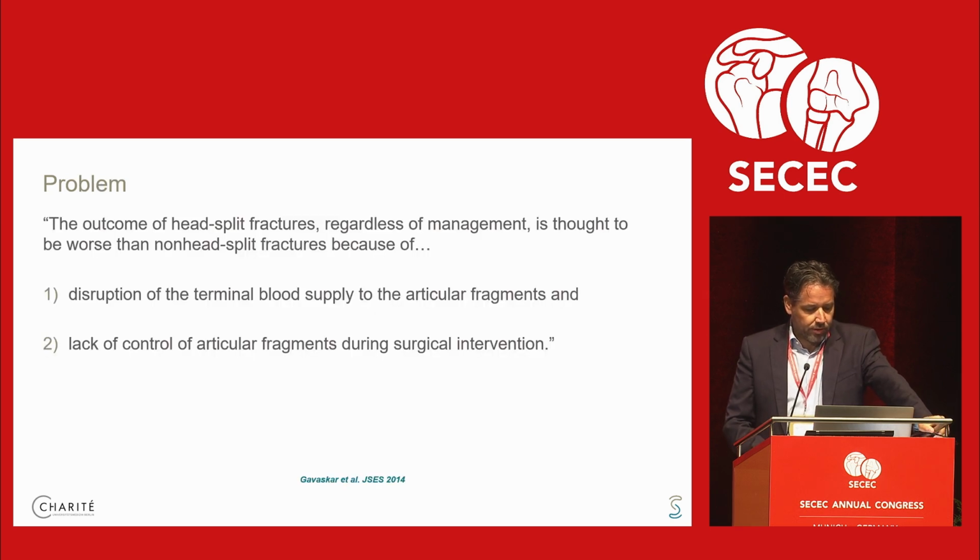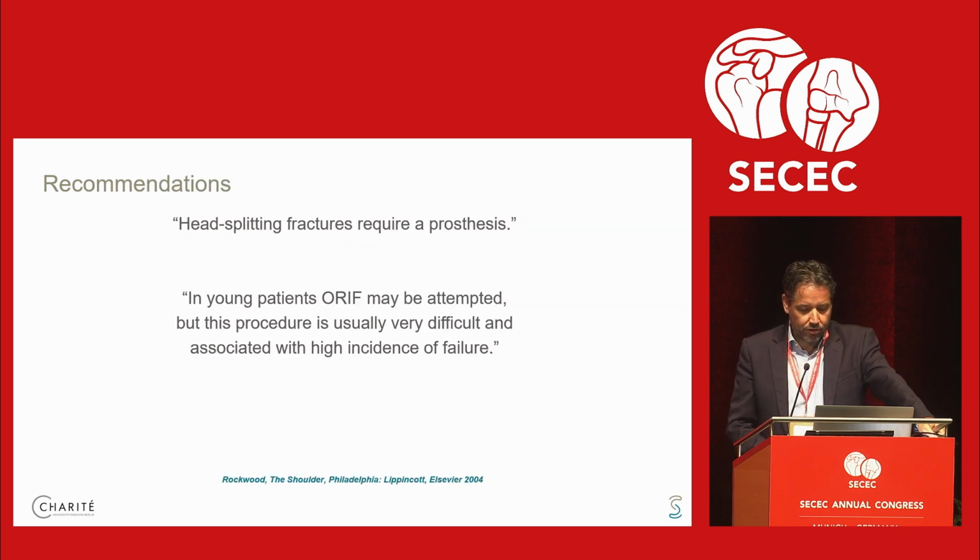So the problem of head split: number 1, we believe that a head split is a disruption of the blood supply of the articular fragments. At least it has been proposed. And of course, it's difficult to reduce those fragments. So the combination of difficulty of reduction and blood supply might lead to more complications. This was the reason why in former days the indication for shoulder arthroplasty was given if there was a head split fracture, with one exception, the very young patients where an open reduction internal fixation would have been attempted.